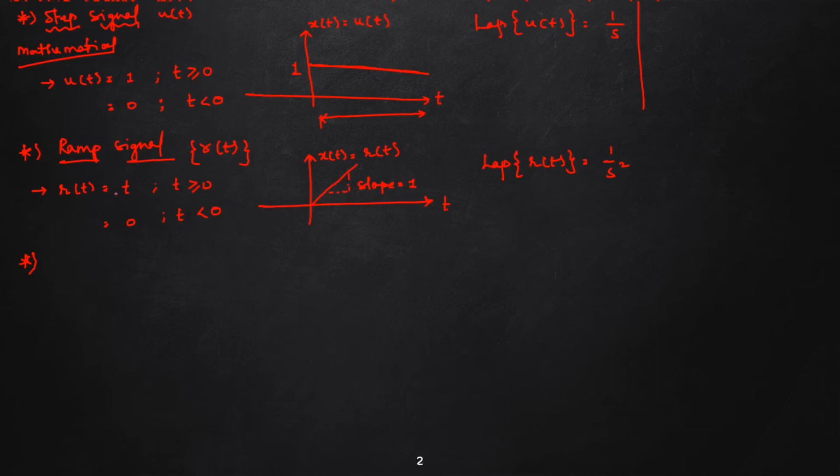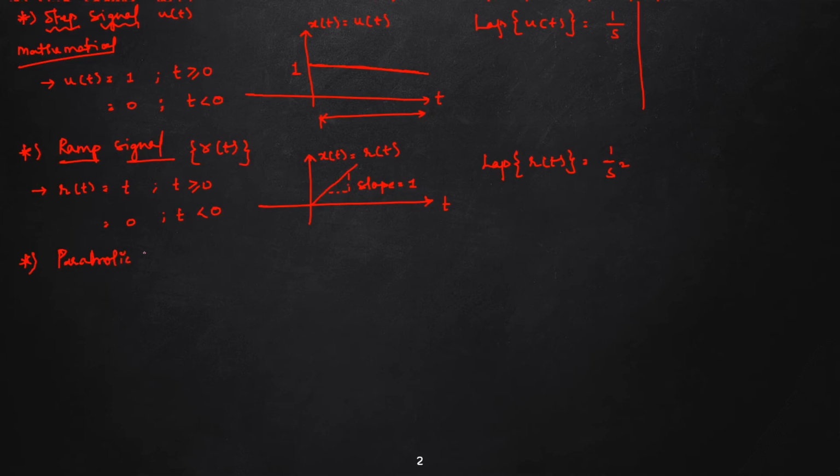Here you can see that the value of the ramp signal is equal to t for t greater than or equal to 0. If you substitute the values of t and plot it, you will get this particular graph.